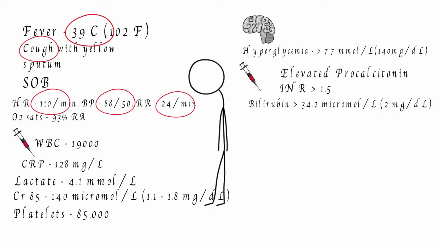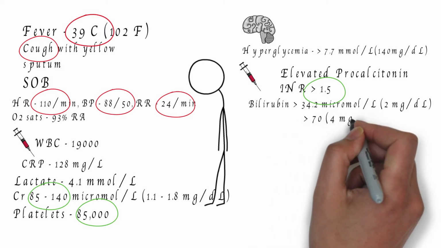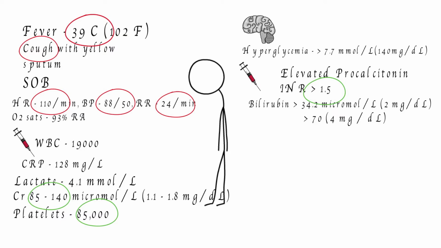Some of these labs also represent organ dysfunction, and they are increase of creatinine of 44.2 micromole per liter from baseline or 0.5 milligram per deciliter from baseline. Platelets less than 100,000, INR greater than 1.5, and hyperbilirubinemia of greater than 70.